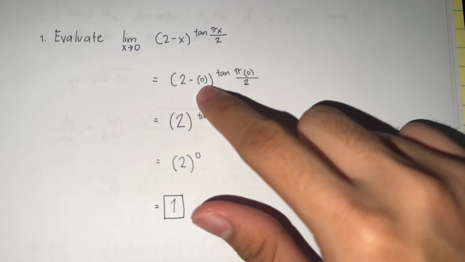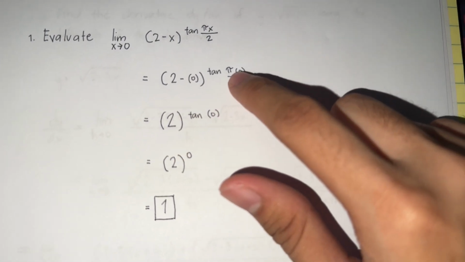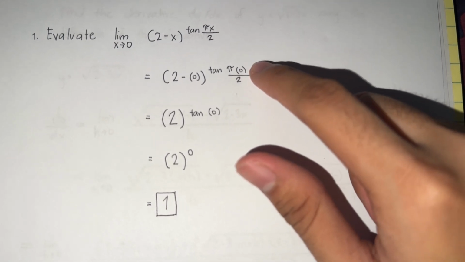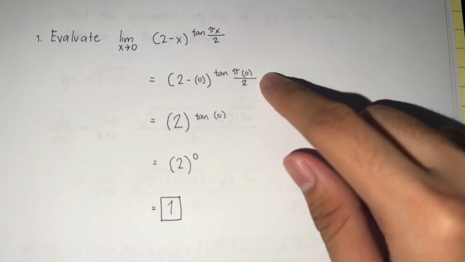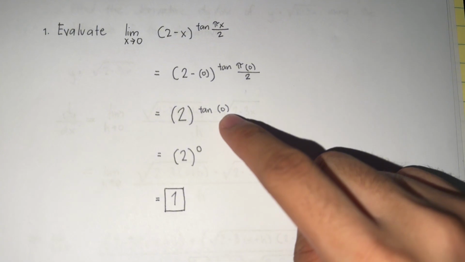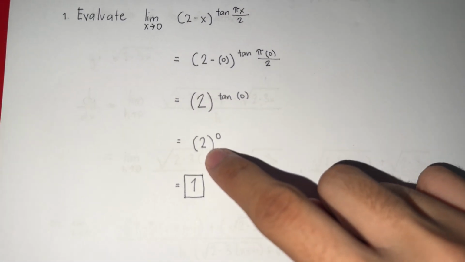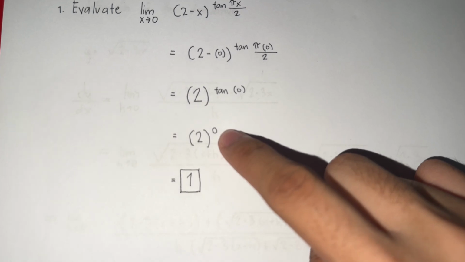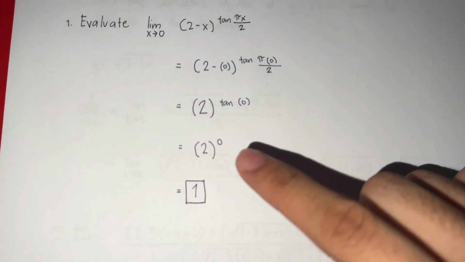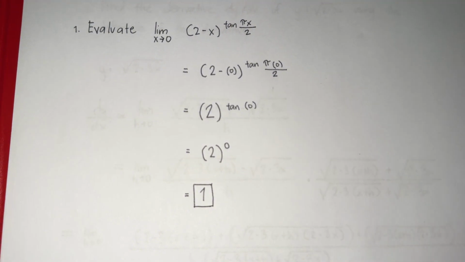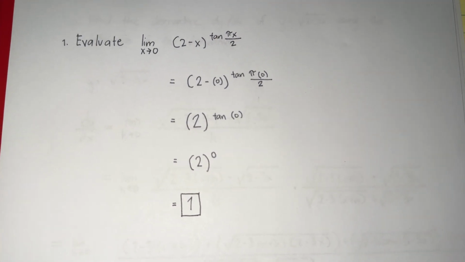2 minus 0 is 2. Pi multiplied by 0 is 0. 0 over 2 is 0. Tangent 0 is 0. So 2 raised to the power of 0 is 1. Any non-zero number raised to 0 is 1. So that is the answer to our first problem.